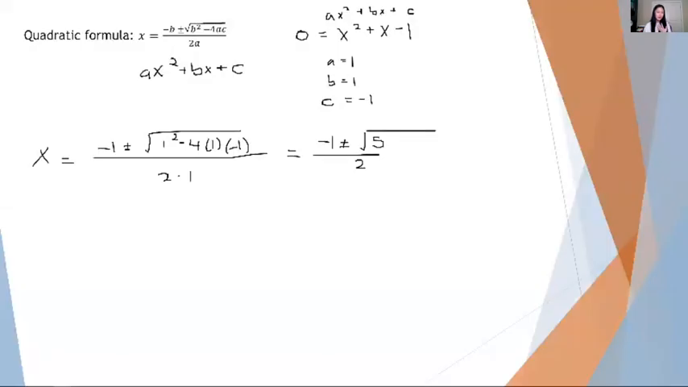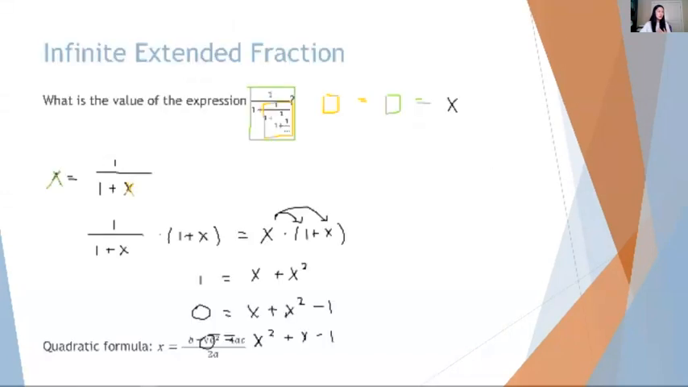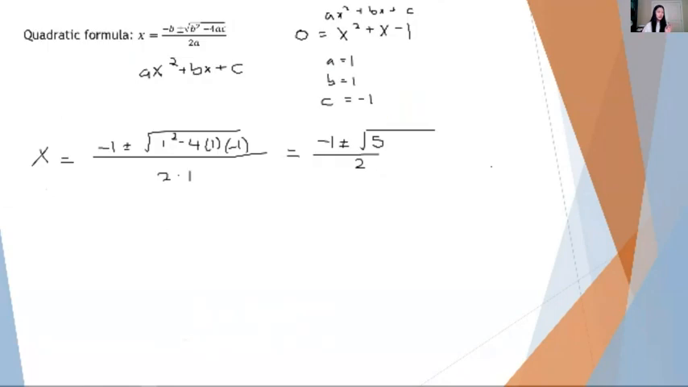We know that x can't be negative because if we were to go back to our question, it doesn't really make sense for 1 over 1 plus something to continue to be negative. So we just check which one is positive and which one's negative. Using a calculator, yes, you can use a calculator here because it has a square root. When this is plus, x is around 1.62.